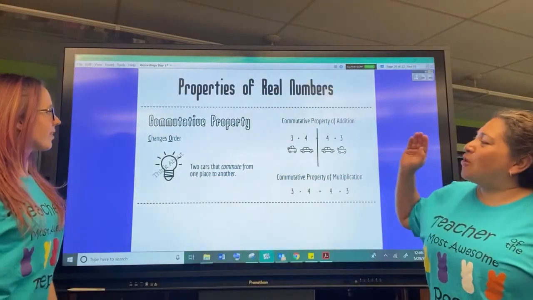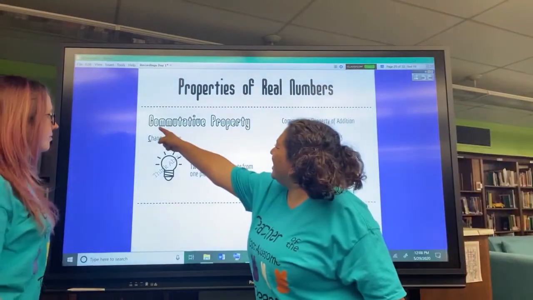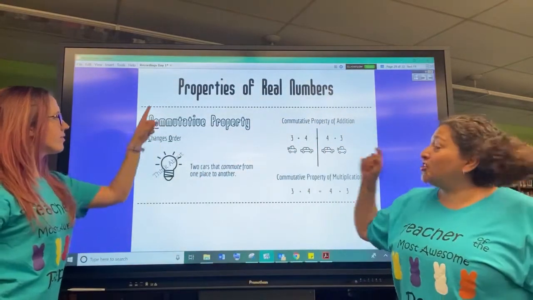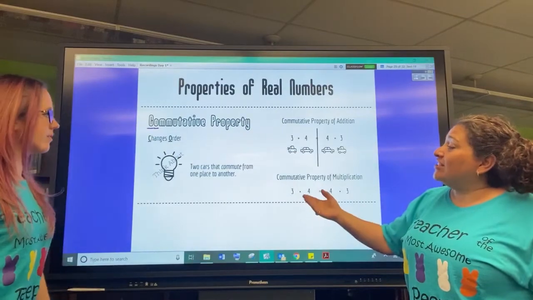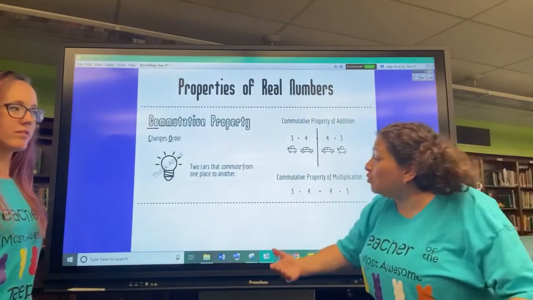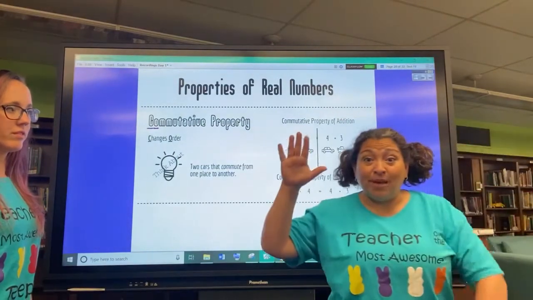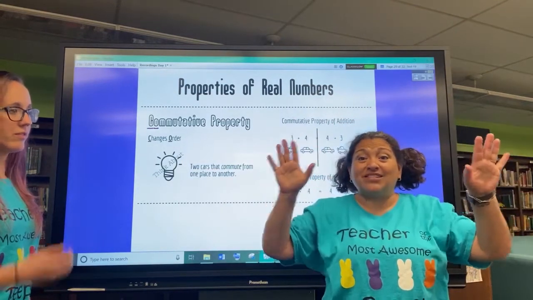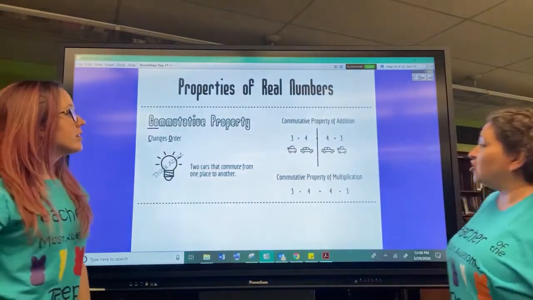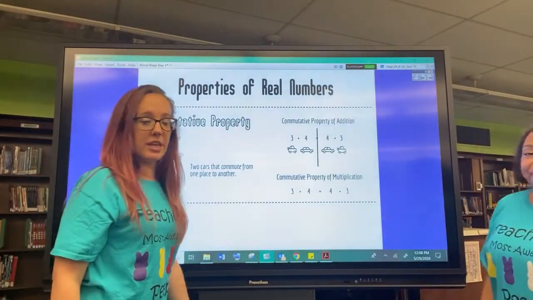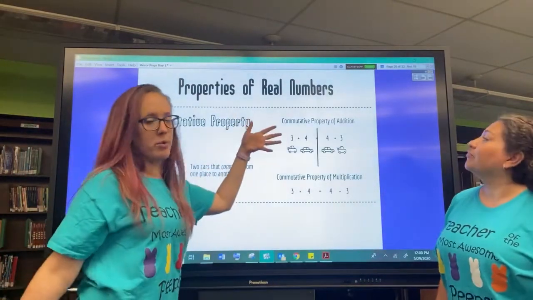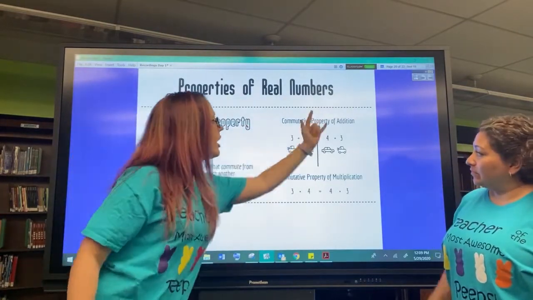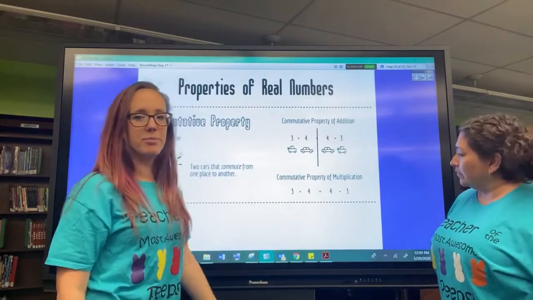So the commutative property starts with a C and then has an O, which happens to go with changes order. So for example, two cars that commute from one place to the other. They may be driving and they may have to switch places if one passes the other. So they change order. Anytime you see numbers, it can be two numbers or more than that, but we'll just stick with two, that change order, that's commutative property.